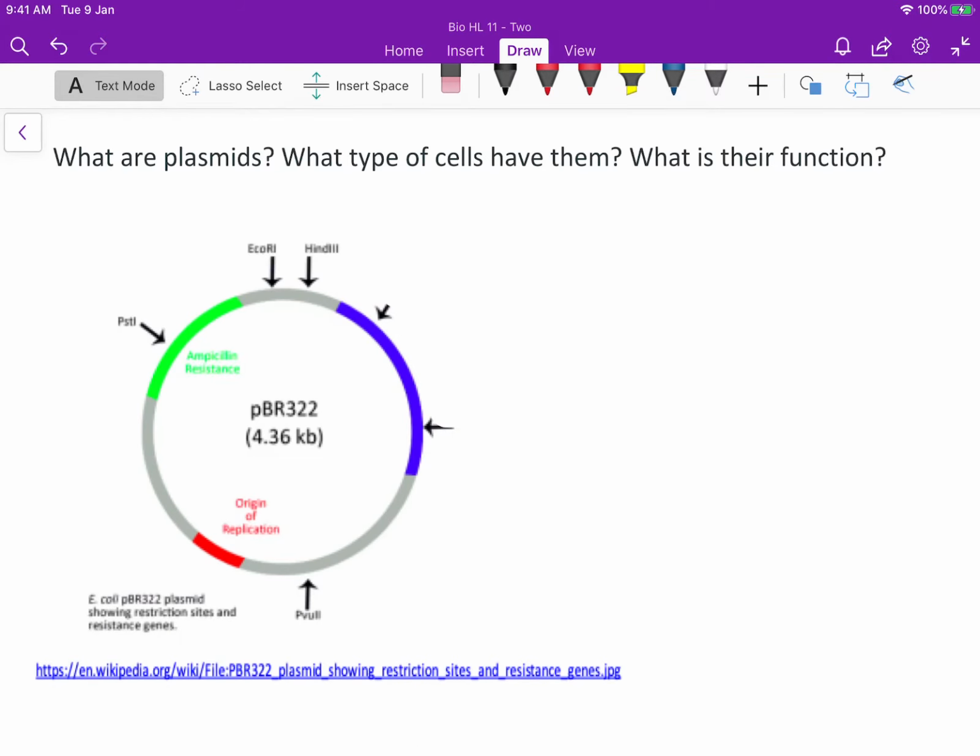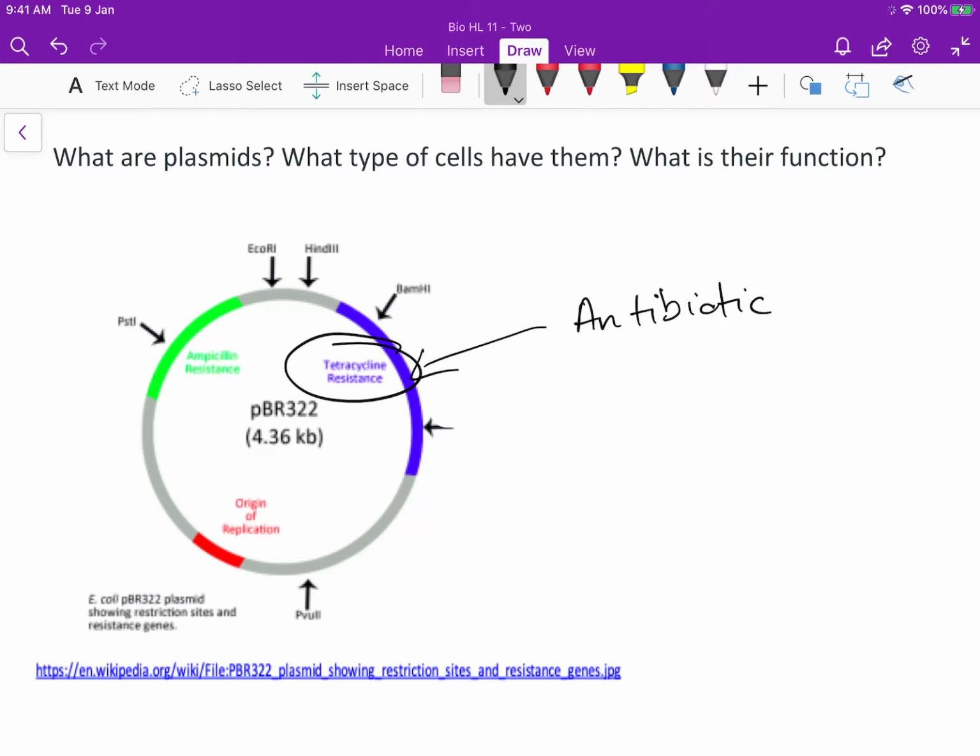What is a plasmid then? Well, we said that they had some special features. Well, a plasmid is this small circle of DNA. And over here, we can see that this gene in this plasmid is for tetracycline resistance. So this is a gene which gives antibiotic resistance.